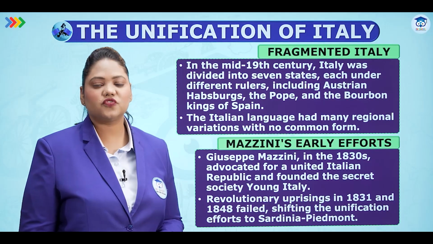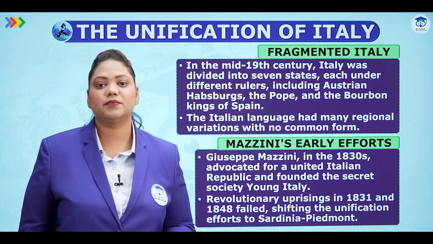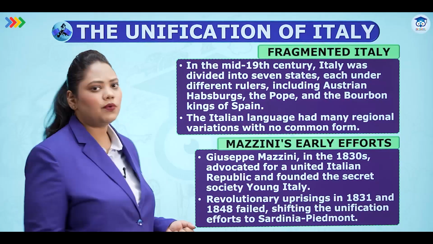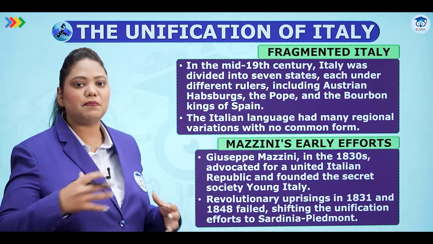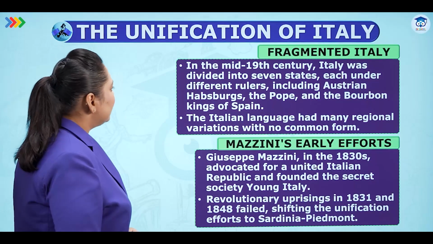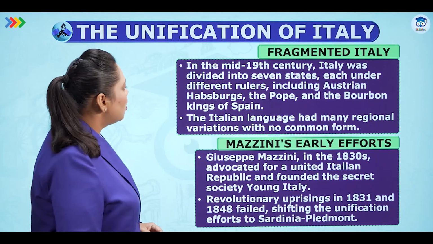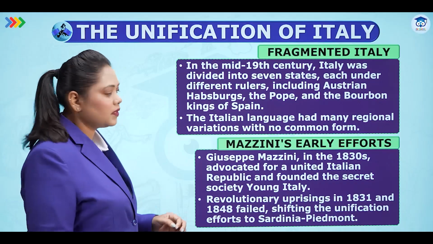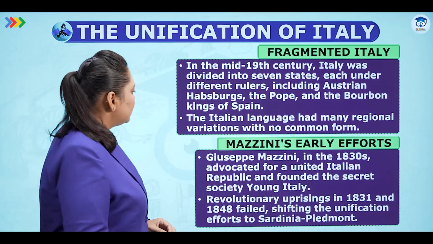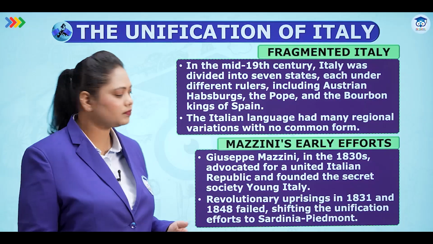Let's see the unification of Italy, another country we are going to see, which got unified because of the rise of nationalism in Europe. Now, fragmented Italy. Italy was fragmented into many parts, many people, many cultures. In the mid-19th century, Italy was divided into 7 states, each under different rulers, including the Austrian Habsburgs, the Pope, that is the church, and the Bourbon kings of Spain. The Italian language had many regional variations and no common form.